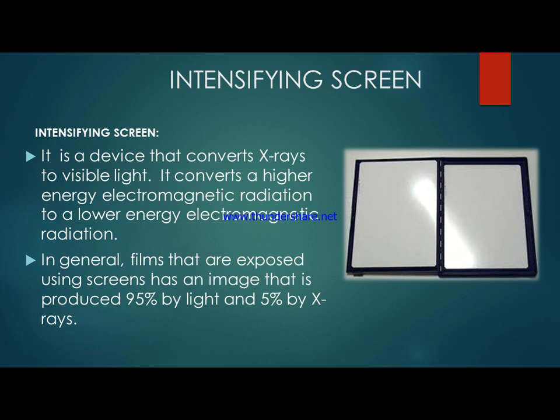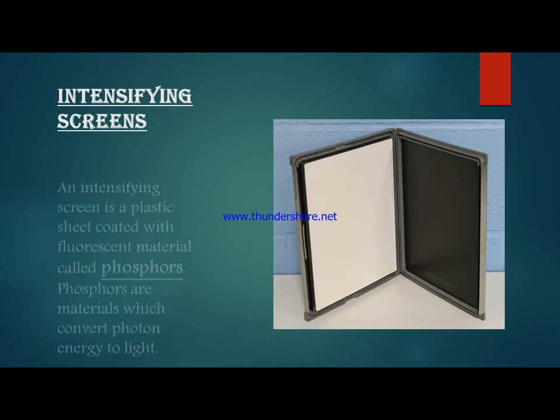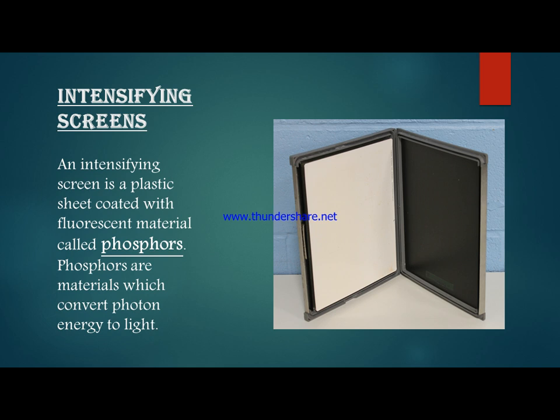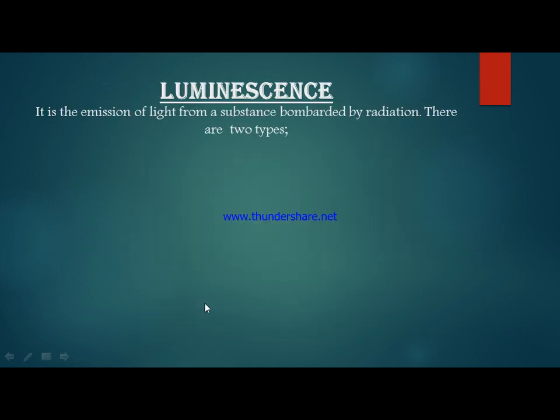film which is exposed by X-rays using screens has an image that is produced 95% by light and 5% by X-rays. So these are the images of intensifying screen. An intensifying screen is a plastic sheet coated with fluorescent materials called phosphors, and a phosphor is a material which converts photon energy into light. This is the construction of an intensifying screen. The first layer is film emulsion, the second one is the phosphor layer, and the last one is the base of the intensifying screen.